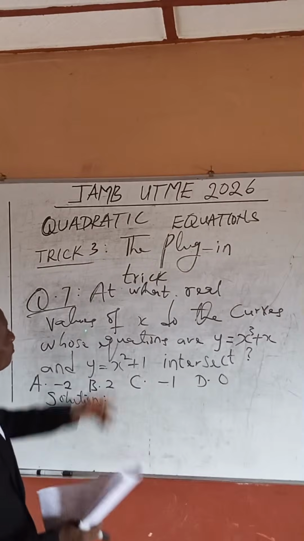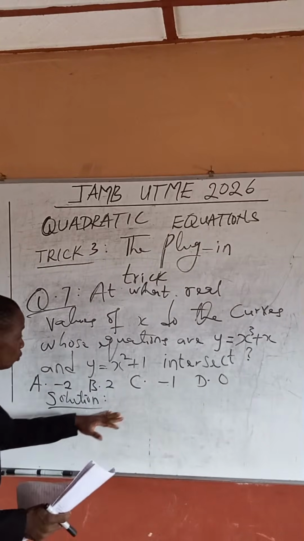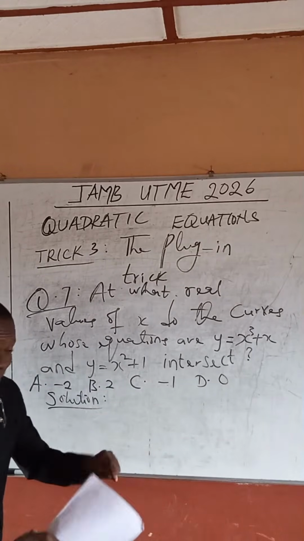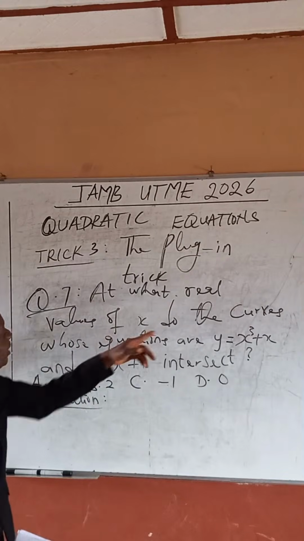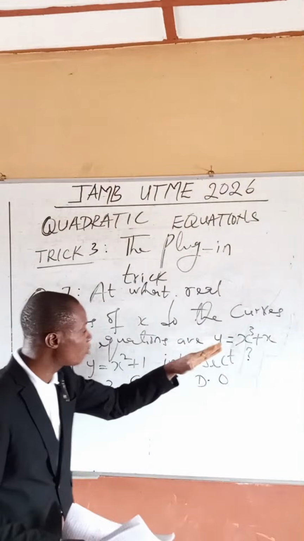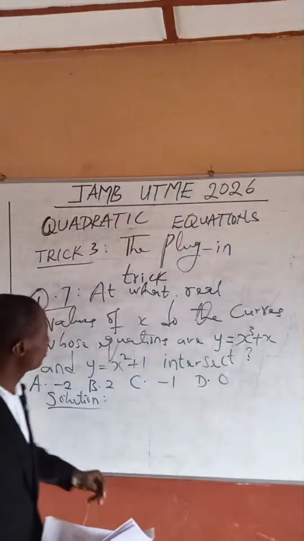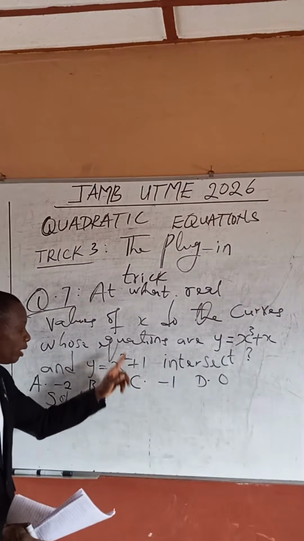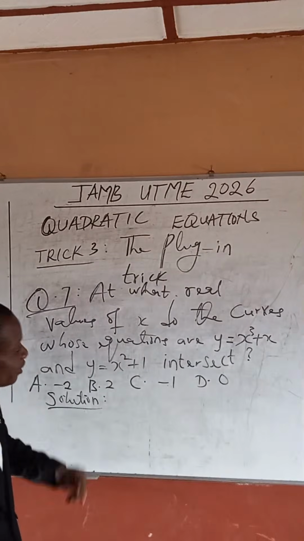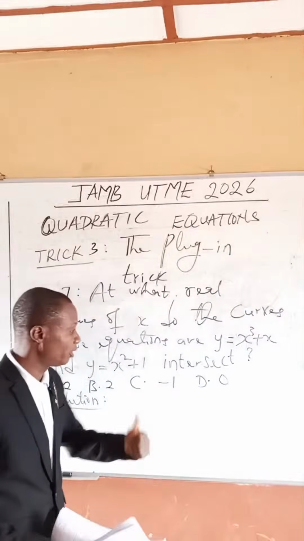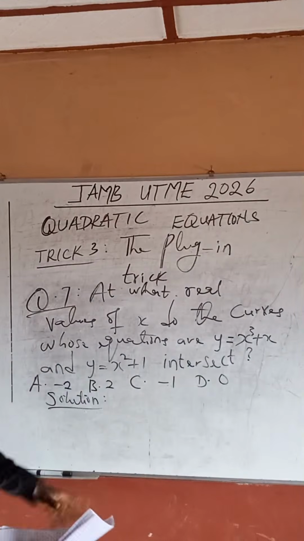Now it's time to provide the solution, because that's why we are here. Now let's look at it. At what values of x do the curves whose equations are y equals x cubed plus x and y equals x squared plus 1 intersect? Thank you very much. Now we want to find the solution.